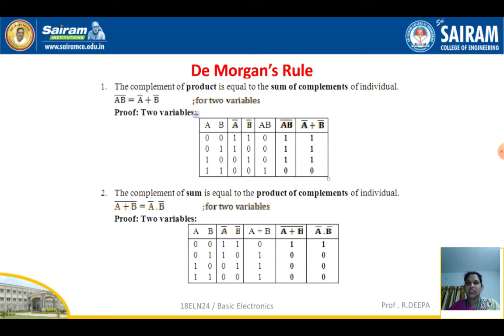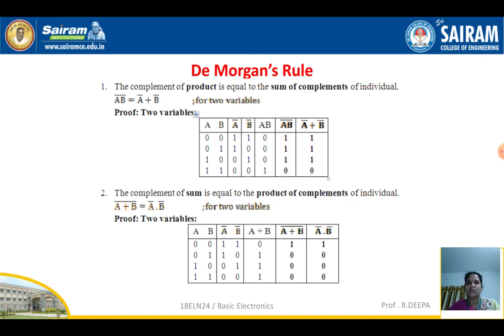Take the variables a and b. The possible values of a and b are 0 0, 0 1, 1 0 and 1 1. In the next column we'll write a bar and b bar. a bar is obtained by taking the complement of a, that is 0 to 1 and 1 to 0. In the same way we can find b bar.